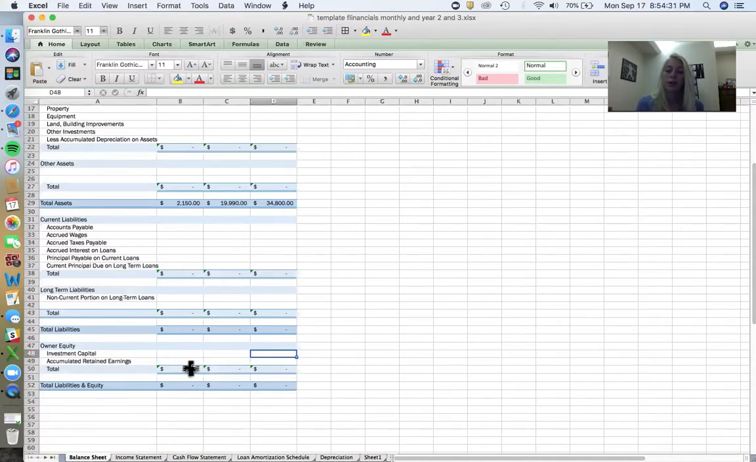Don't drag it over to years 2 and 3 unless you're going to pay in $20,000 every year. Okay, so now the exciting part: where to balance your balance sheet. That's going to come right here in the accumulated retained earnings.